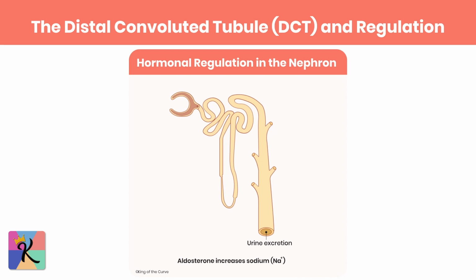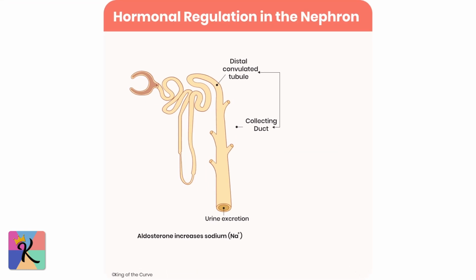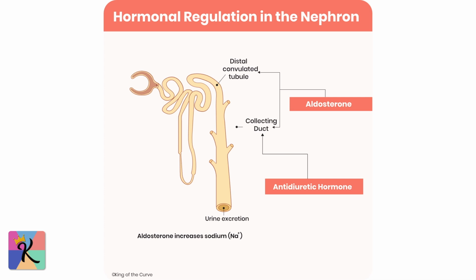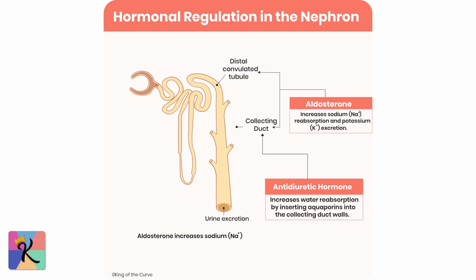Further along the nephron, selective reabsorption also occurs in the distal convoluted tubule, or DCT. Unlike the PCT, reabsorption here is more regulated. Hormones like aldosterone and antidiuretic hormone, ADH, fine-tune how much sodium and water are reabsorbed, depending on the body's needs. For example, aldosterone increases sodium reabsorption, while ADH promotes water reabsorption. This helps the body adjust urine concentration and maintain fluid balance.